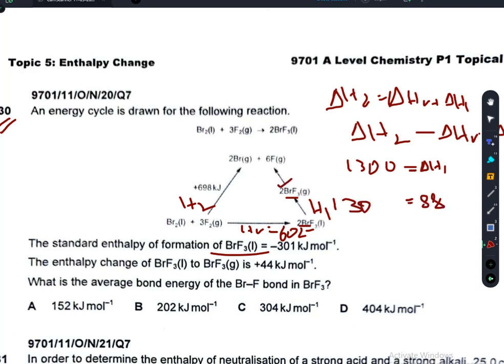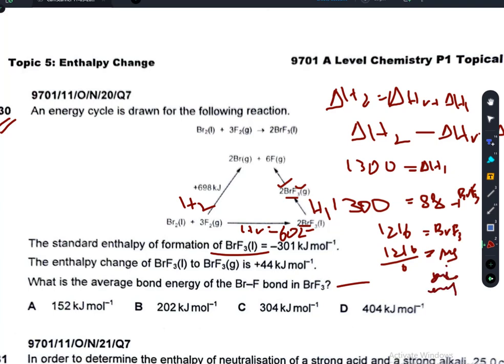So 1300 plus, I call this the bond energies of BrF3. So this is 1212 is equal to BrF3. So in BrF3 there are a total of 6 bonds, because BrF3 has 3 and multiplied by 2, so there are a total of 6. So 1212 divided by 6 is equal to the average bond energy. So this is 202 kilojoule per mole. B is your right answer.